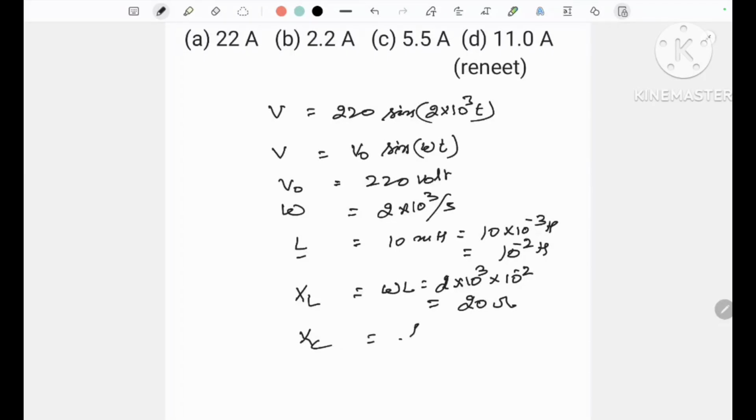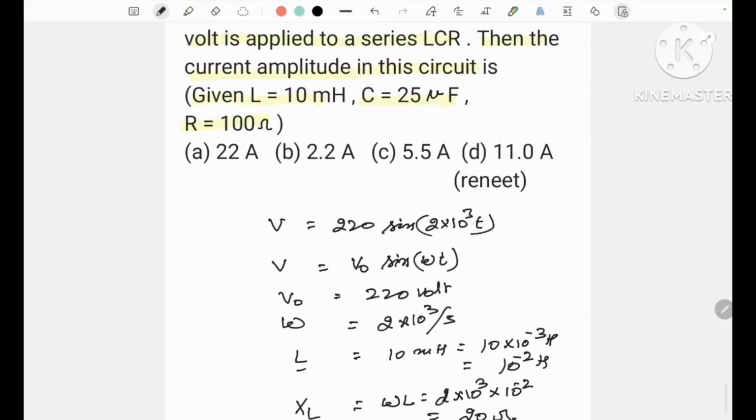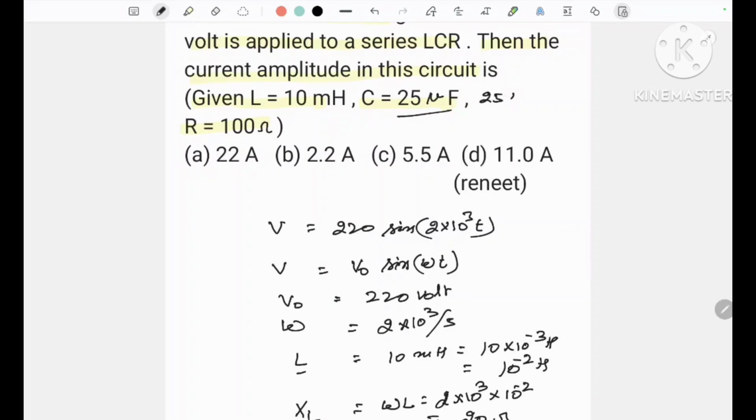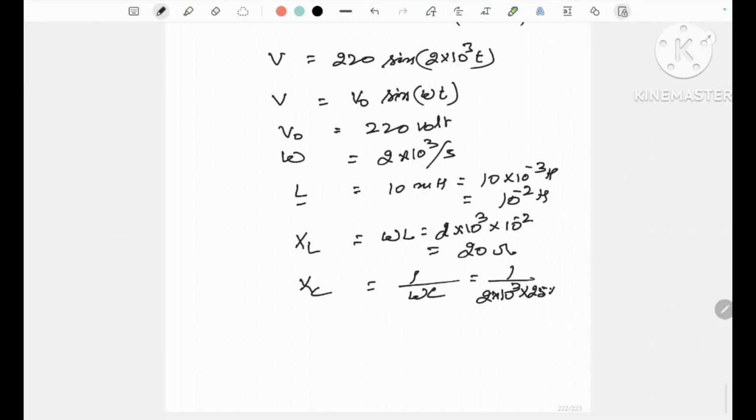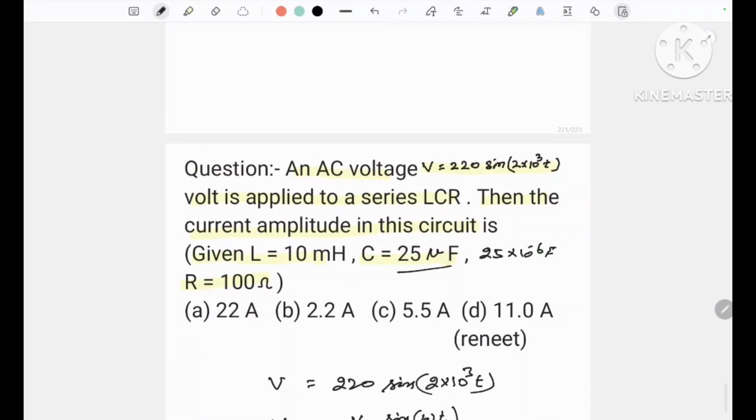Capacitive reactance Xc will be 1 upon omega C, so 1 upon 2 into 10 to the power 3 and C is 25 into 10 to the power minus 6 farad, which is 10 to the power 3 by 50, or 20 ohm, and R is 100 ohm.